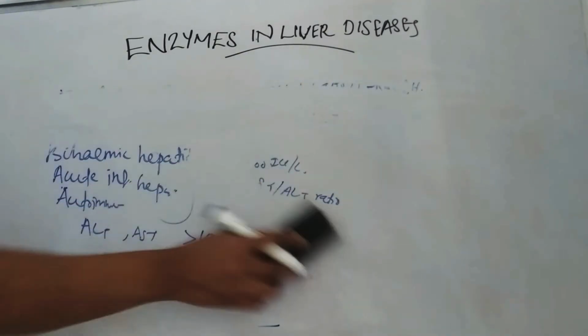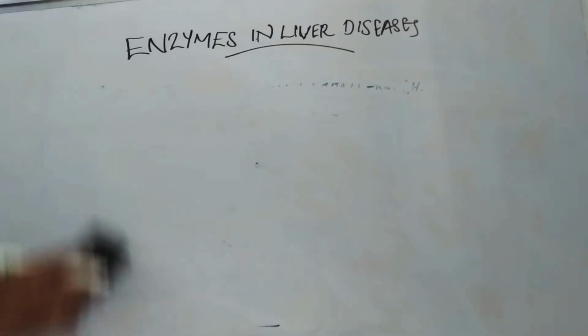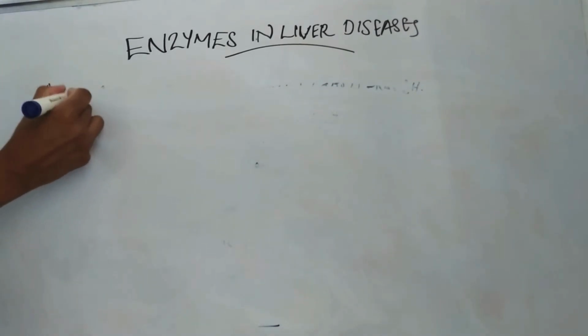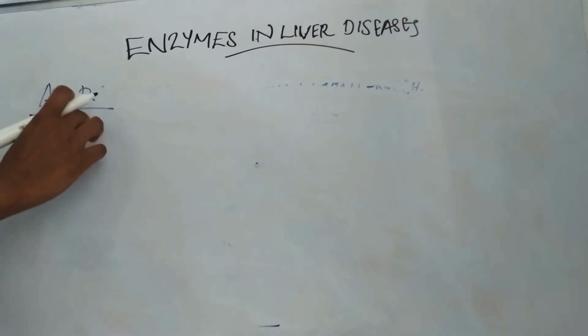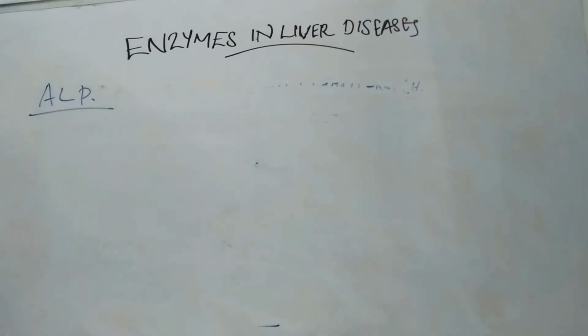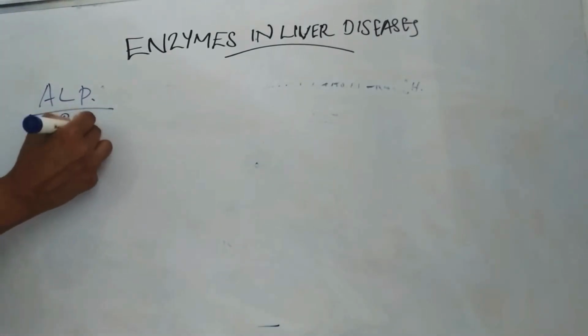Next one is ALP. ALP stands for serum alkaline phosphatase. ALP is mainly found in the biliary system.